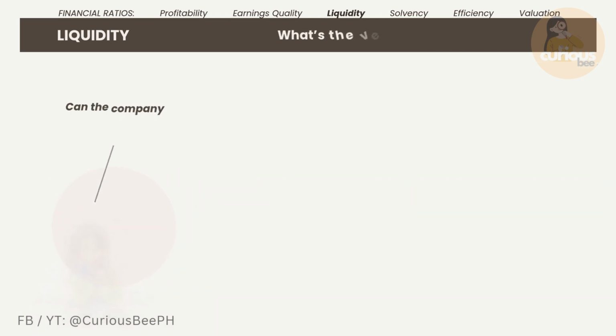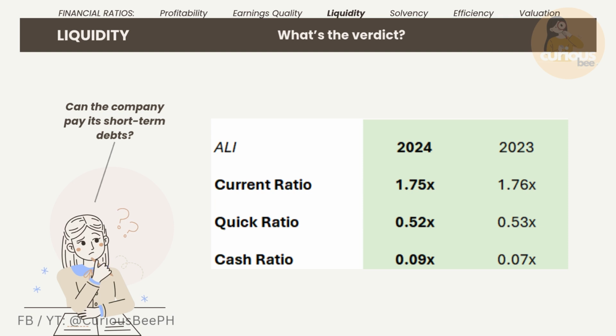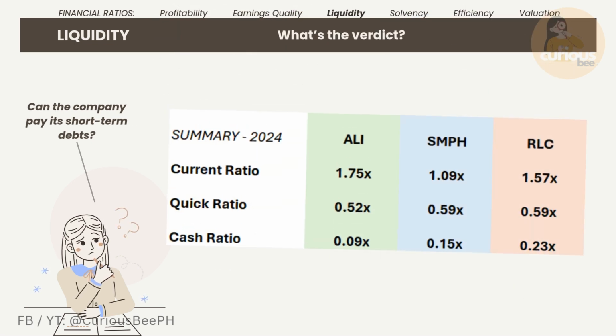So what's our judgment? Our sample company has a healthy current ratio. Its quick ratio is at par with the previous year, and its cash ratio showed a slight improvement in the current year. Against its competitors, our sample company is the most liquid based on current ratio, but its competitors have better cash pile in terms of quick ratio and cash ratio.